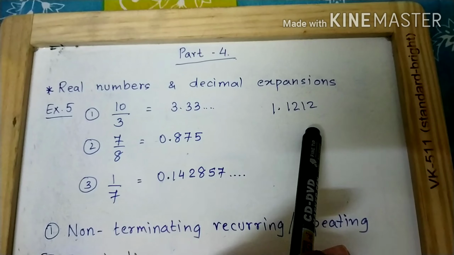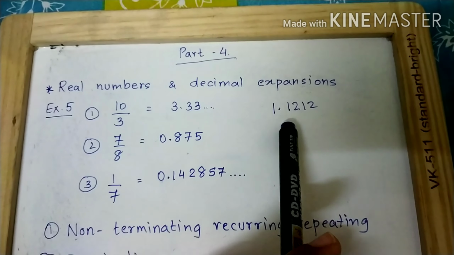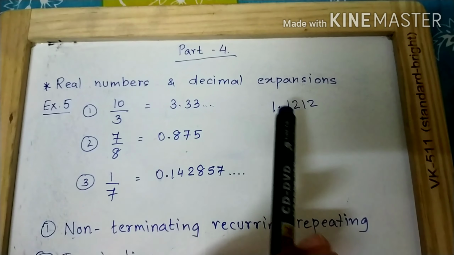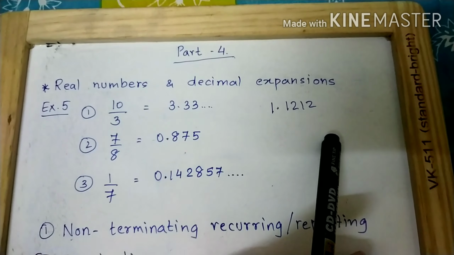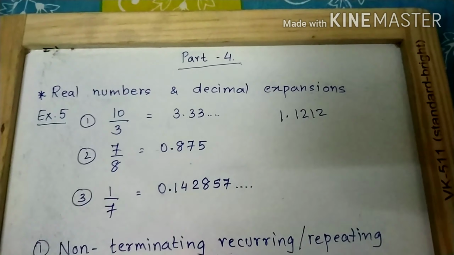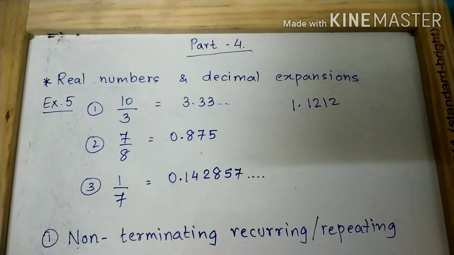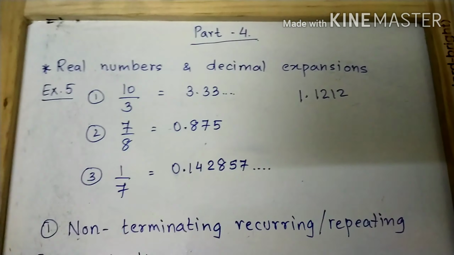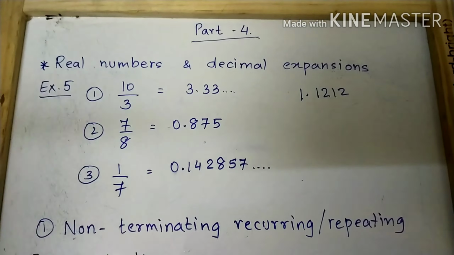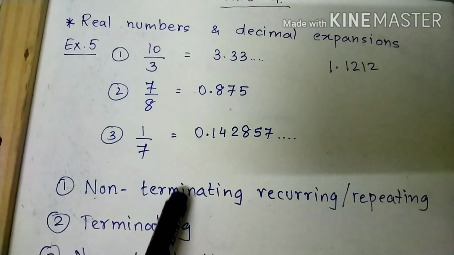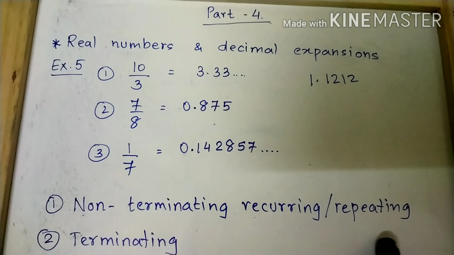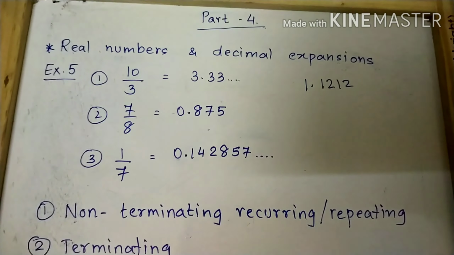So I have taken another number here. You can see it is 1.1212, so 1 2 is repeating. So you have a specific pattern which is repeating. It might be one number repeating, two numbers repeating, three numbers repeating, might be more also, the same type of numbers repeating again and again. So that is known as your non-terminating, recurring or repeating decimal expansion.